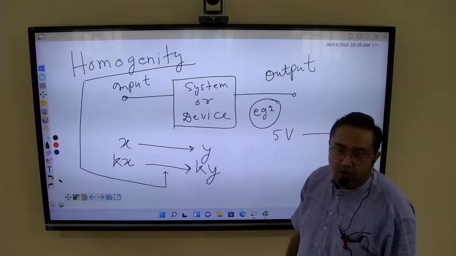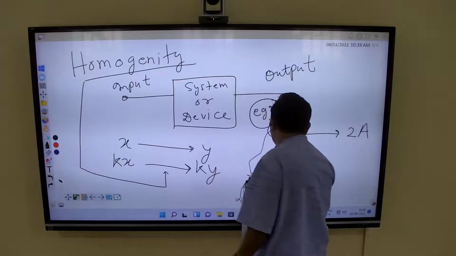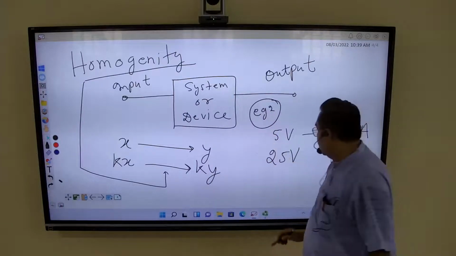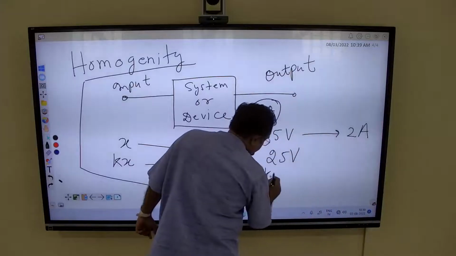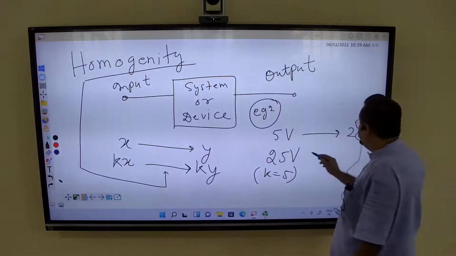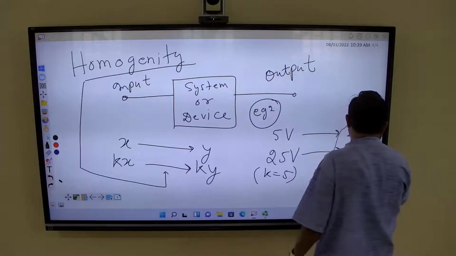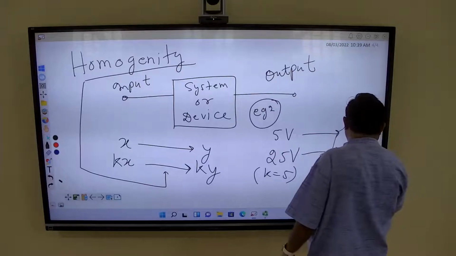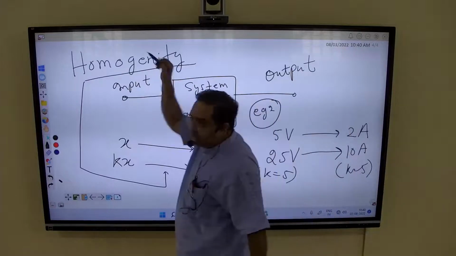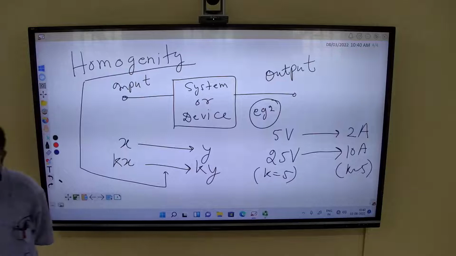Okay, and now I am applying 25 volts. So 25 means, with respect to this input, 5 times. K is how much? K is 5. And if I am getting a current in the output side equal to how much? 10 ampere. Again here K is 5. Then I say my system is obeying the principle of homogeneity. You got my point or not?